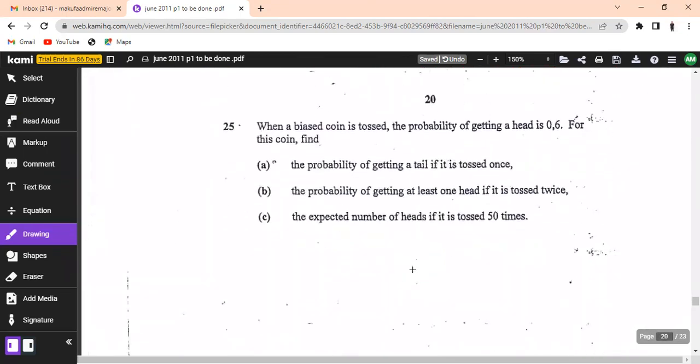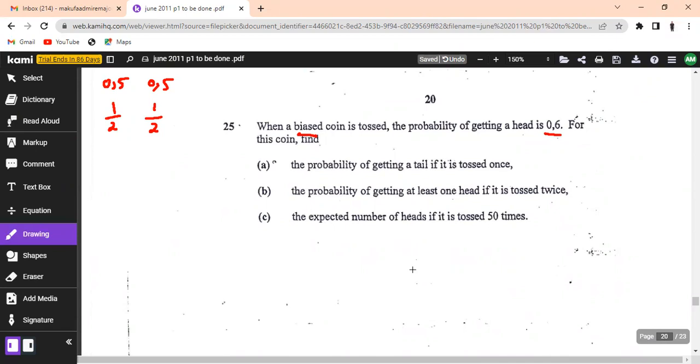Number 25, there's a coin, which is a biased coin, which was tossed. The probability of getting a head. This one is a biased coin, which is different from an unbiased one, where we know that the probability of a head is 1 over 2 and of a tail is 1 over 2, which is 0.5. This one is a biased coin. That is why you see the probability of a head is 0.6, which is different from the one that we are expecting to get.